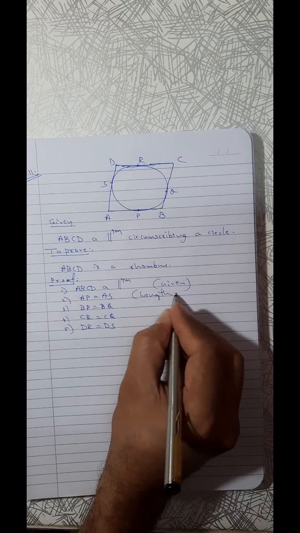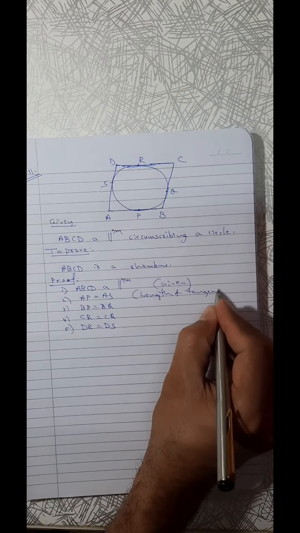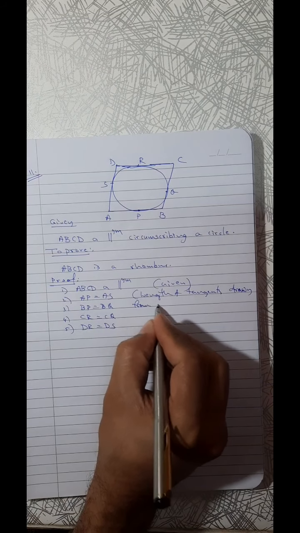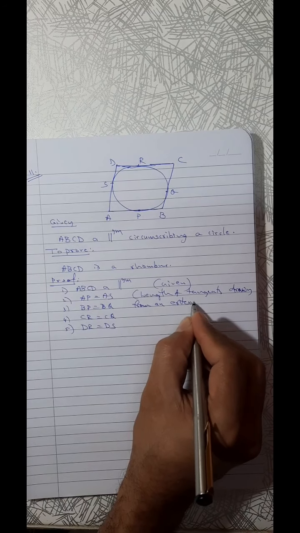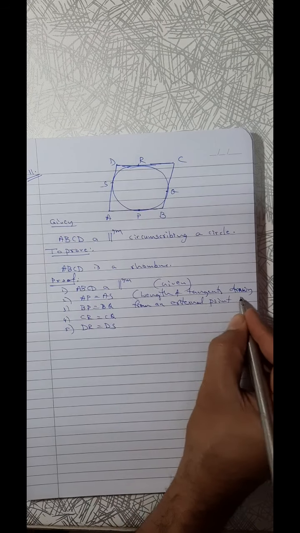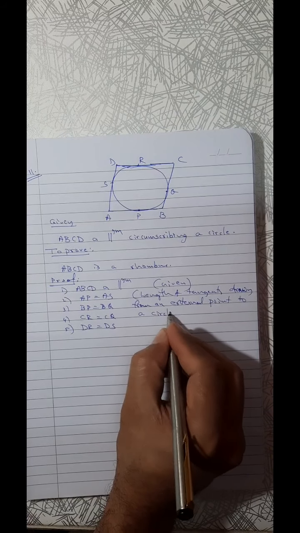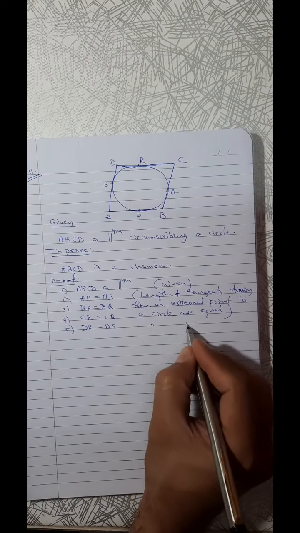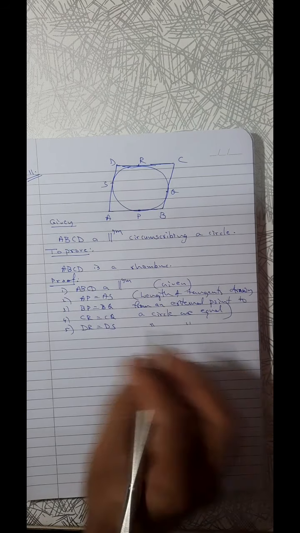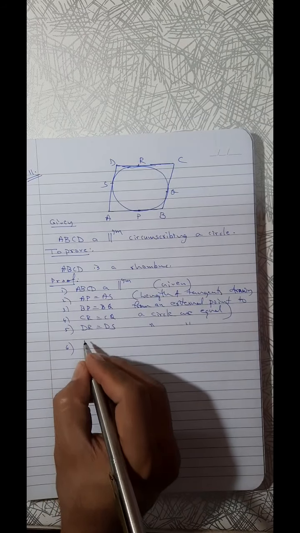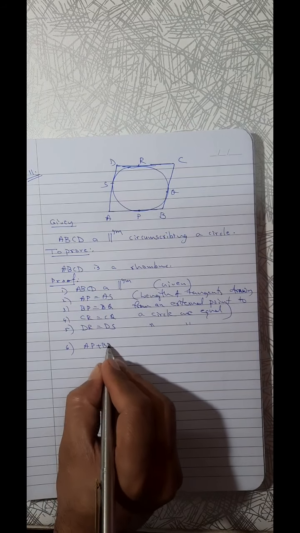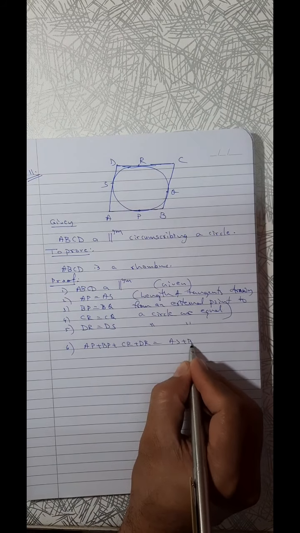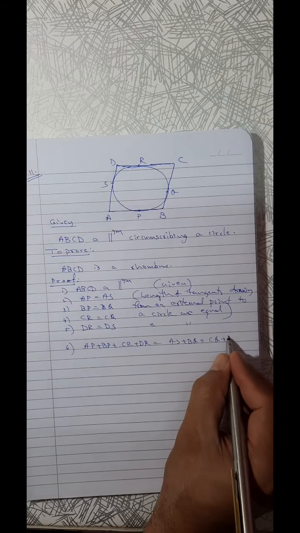Reason: length of the tangents drawn from an external point to a circle are equal, by the theorem. Now what can we do? Simply do addition: AP plus BP plus CR plus DR equal to AS plus BQ plus CQ plus DS.